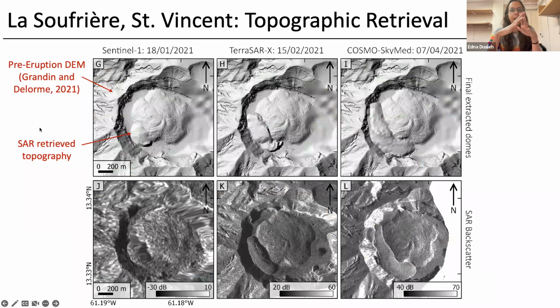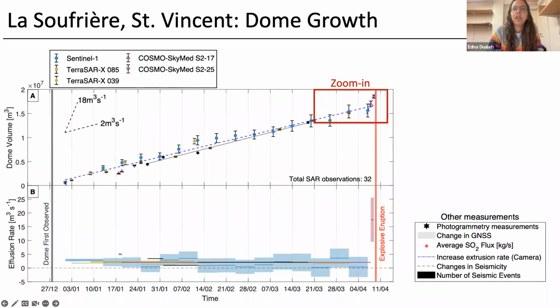So this is the dome for those three images again, and using these we can calculate dome volumes and extrusion rate. We get a plot like this, where the different color points represent the different sensors. We had 5 tracks that covered this point from 3 different sensors: Sentinel, TerraSAR-X, and Cosmo. For the time from December until March 2021, we had a relatively low extrusion rate of about 2 cubic meters per second.